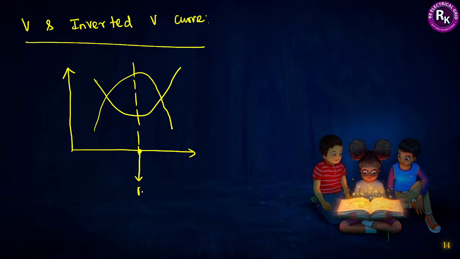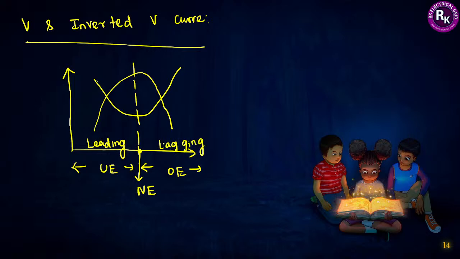This region is called normal excitation. This whole region is called under excitation. This whole region is called over excitation. Okay, there will be totally three regions: normal excitation, under excitation, over excitation. Now, under excitation, alternator, what will be the power factor? Leading power factor. Over excitation, alternator, what will be the power factor? Lagging power factor. Got it?